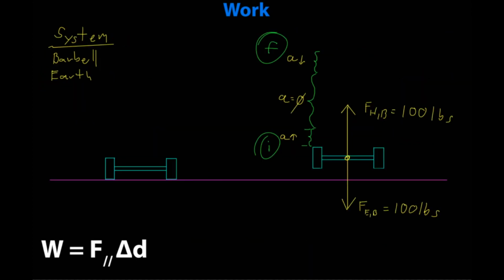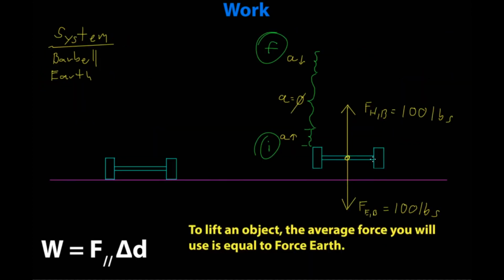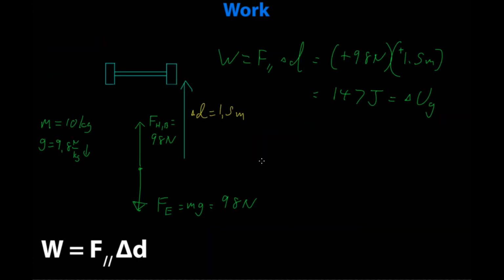For the barbell, the average force used to lift something is equal to force Earth, which means if you're ever dealing with a problem where you're lifting something straight into the air, you basically want to find force Earth, which is mg.